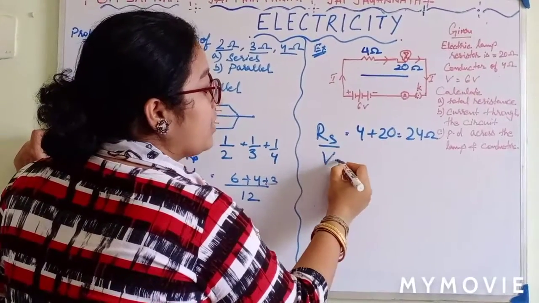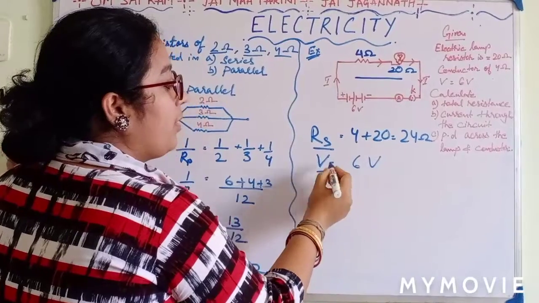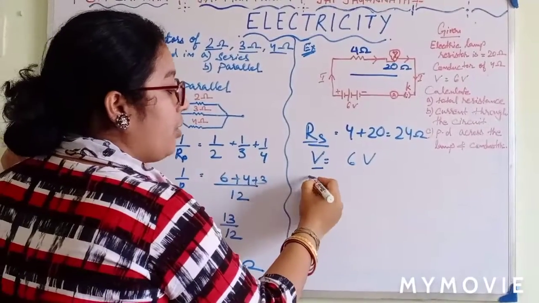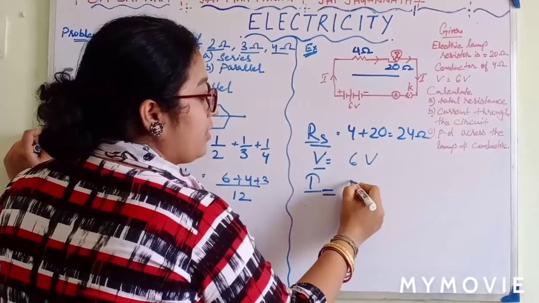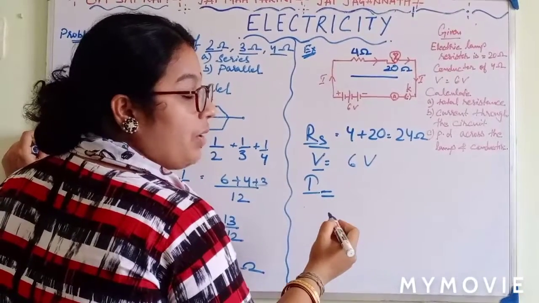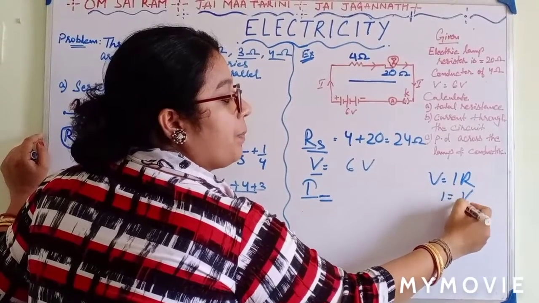So what is the voltage that is given, the potential difference? That is 6 volt. So we got our V, we got our R. We can find our I. As from Ohm's law we know V is equal to IR. So I is equal to V upon R.